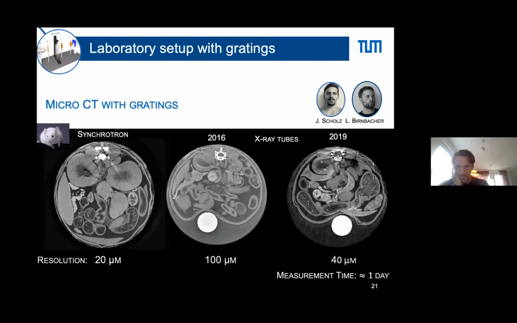Okay. Thanks. So what do you think is the limiting factor for your visibility here? Is that still the gratings, or is it the source size?